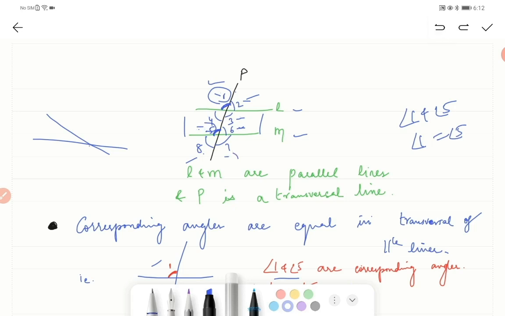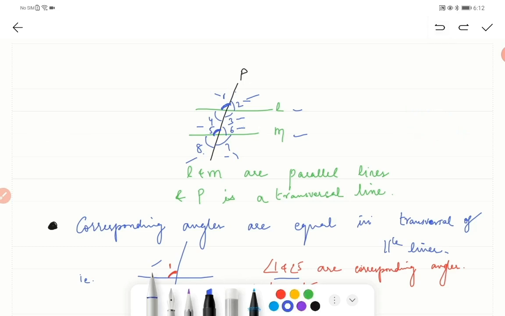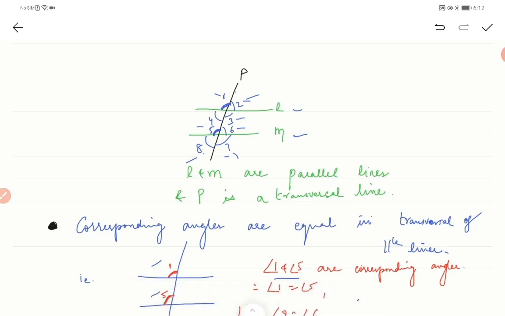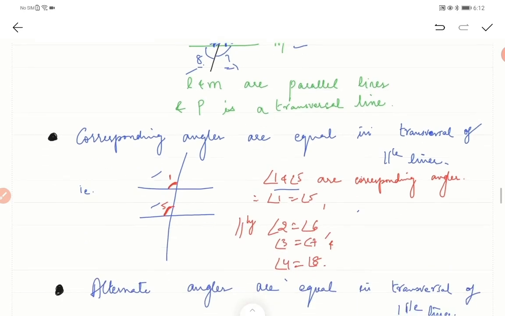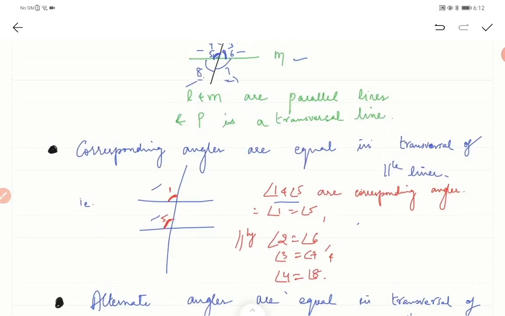Let me remove these lines. So what are the alternate angles here? Yes, tell me. Corresponding angles were at the same position, isn't it? Now, what is an alternate angle? For 1, the alternate is 6. 2 alternate is 5, 3 alternate is 8, angle 4 alternate is 7. And alternate angles are equal whenever you have a transversal passing through two parallel lines.